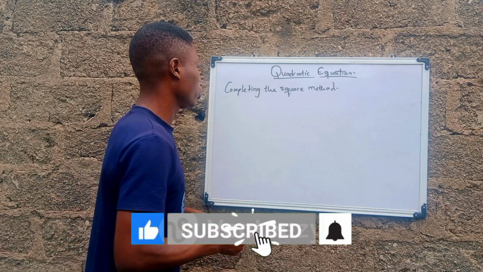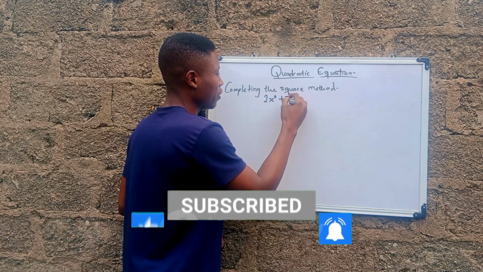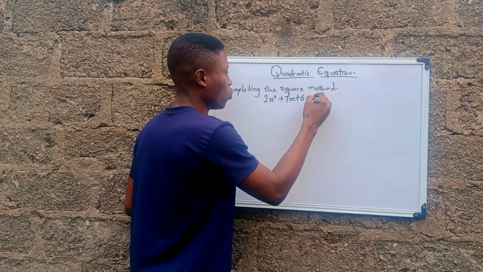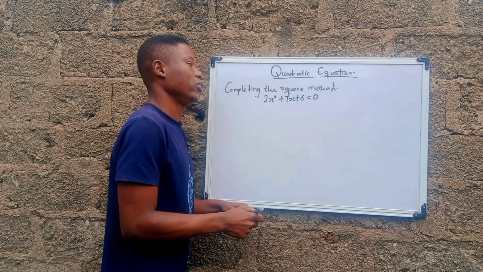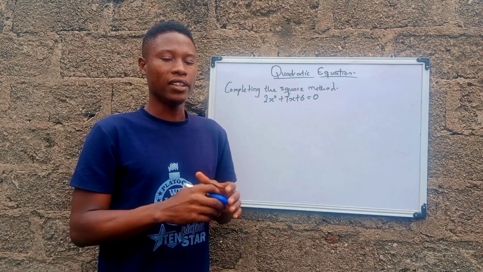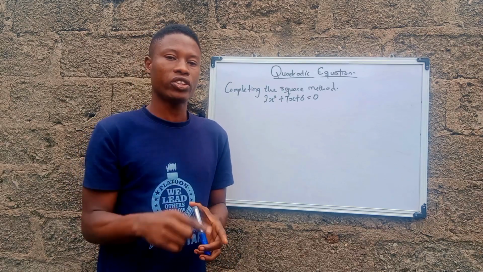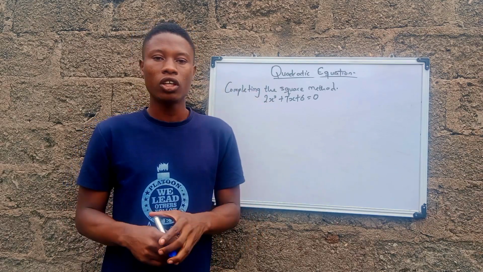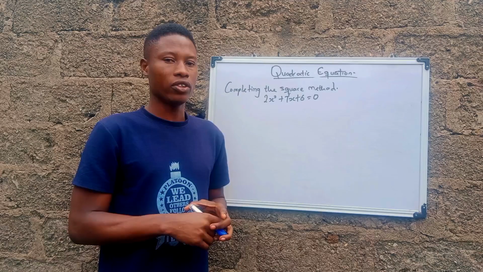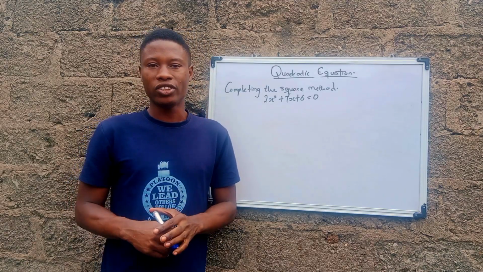Let's say we have an equation that is 2x squared plus 7x plus 6 equals 0, and you are asked to solve this using the completing the square method. Please listen to the steps, because if you miss just one step in this method, you might get all your answers wrong. So please listen attentively.